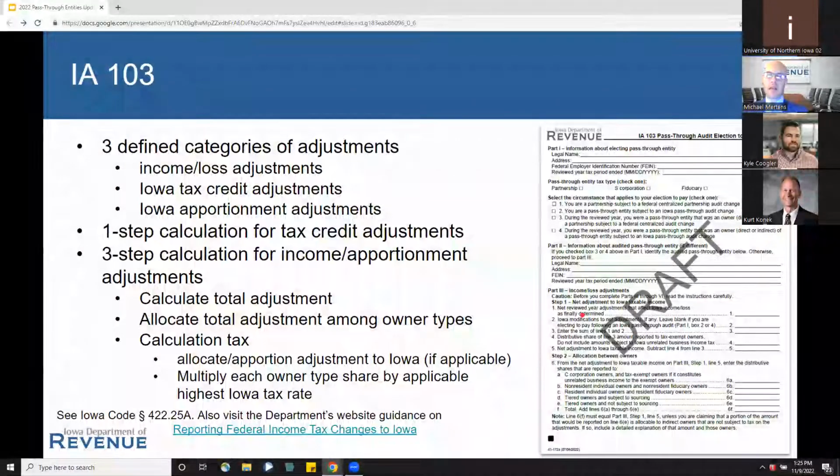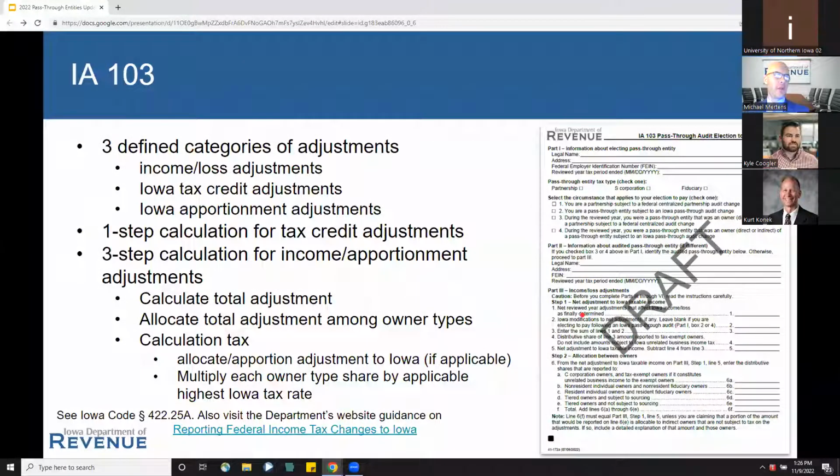How is that election to pay tax calculated? That tax calculation is dictated by Iowa statute, and it essentially runs the adjustments through three different defined categories of adjustments that could be included on an election to pay. So you could have income or loss adjustments related to the entity's base income. There could be Iowa tax credit adjustments, and then there could be Iowa apportionment adjustments. For tax credits, the calculation is fairly simple. It's a one-step calculation. If you have to pay back an Iowa tax, you add that amount back, the full amount back on the return.